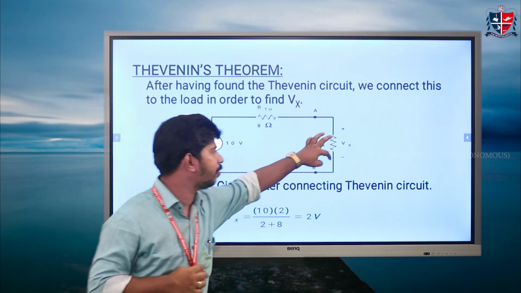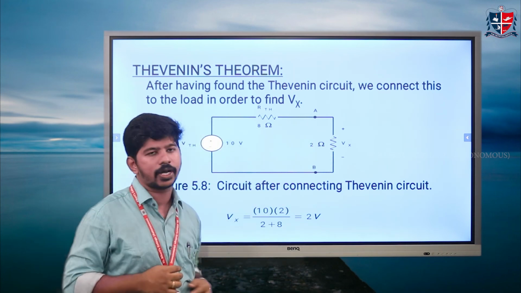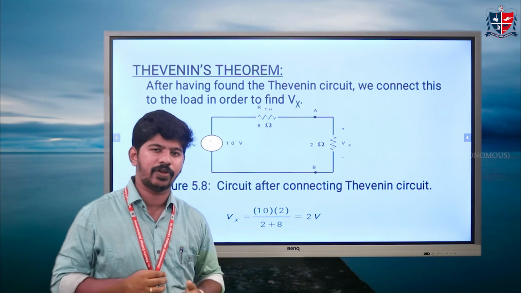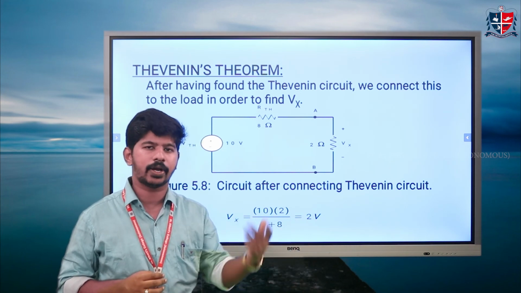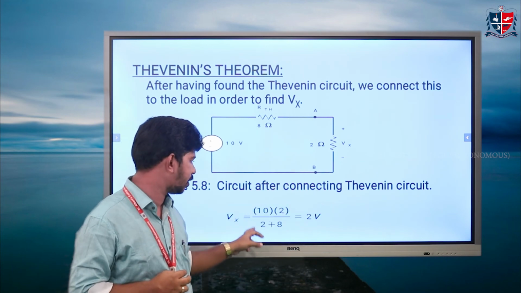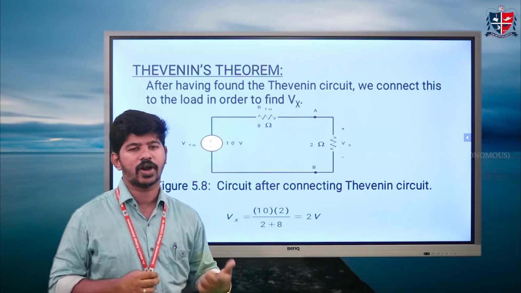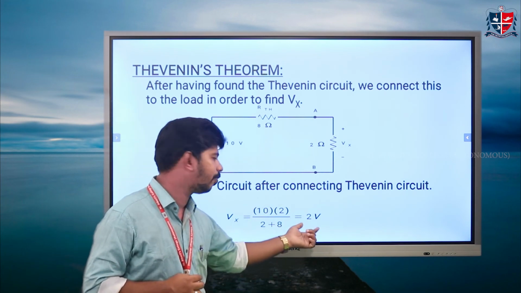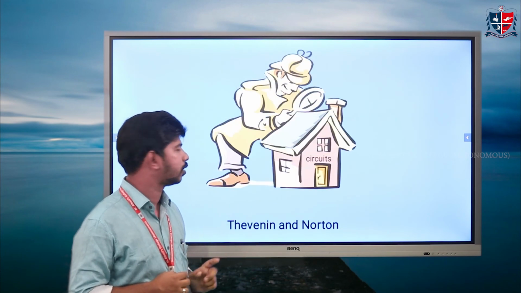Now if you want to find Vx, what is Vx? Vx is nothing but the potential across this 2 ohm. So how will you find Vx? Vx is the voltage across 2 ohm. That is nothing but the current flowing through 2 ohm into 2 ohm. What is the current that is flowing? 1 ampere current and the resistance is 2 ohm. So 1 into 2 will give you 2 volt. That is the voltage across our 2 ohm resistance.